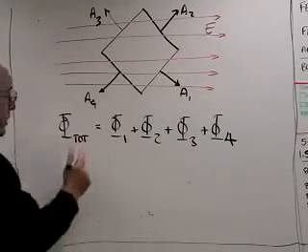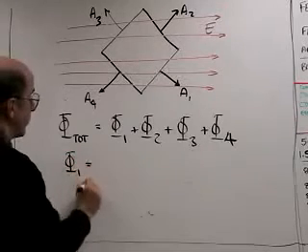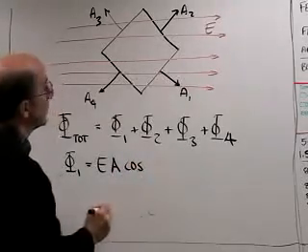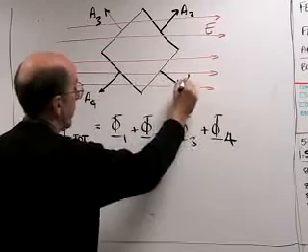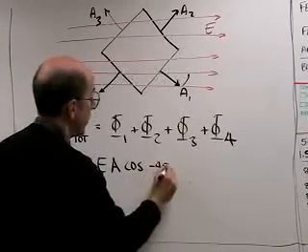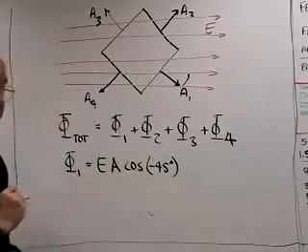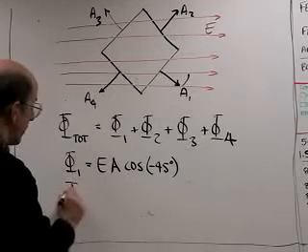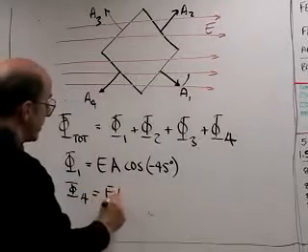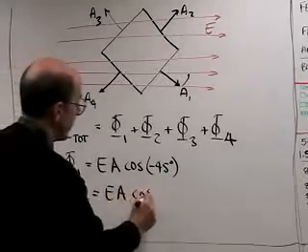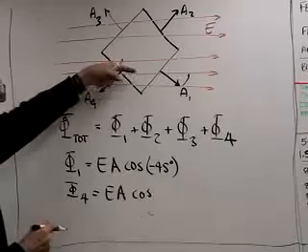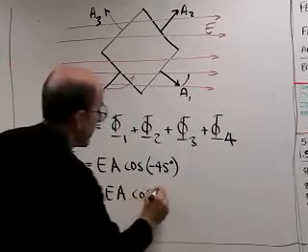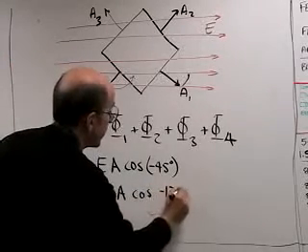So for instance, phi 1 is just going to be equal to E times A times the cosine. Let's see, in this case, E is going that way, A is going that way. It's going to be the cosine of minus 45 degrees. Okay. Let's look at phi 4. Phi 4 is going to be equal to E times A times the cosine of, let's see, E is going that way, A is going that way, so the angle we're concerned with is right here. That's a cosine of minus 135 degrees.